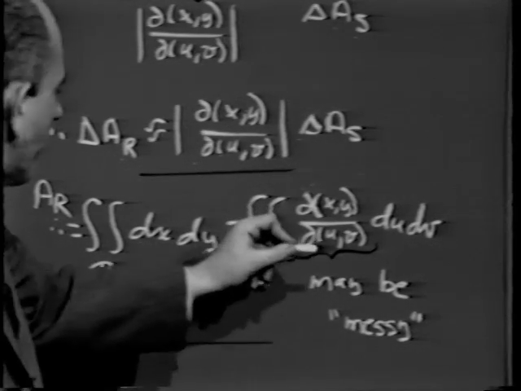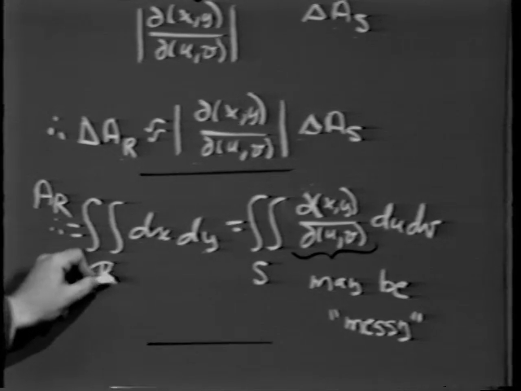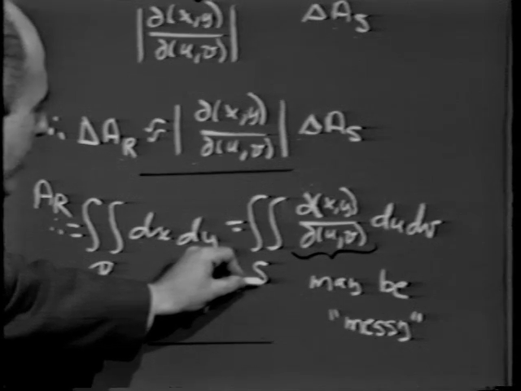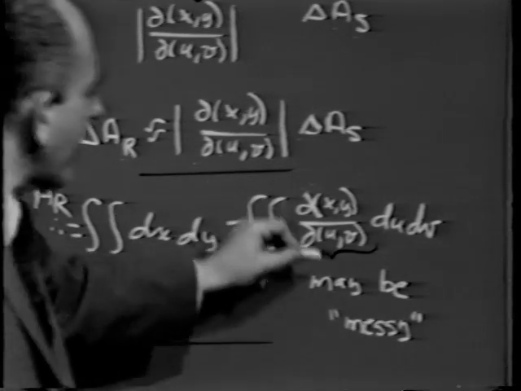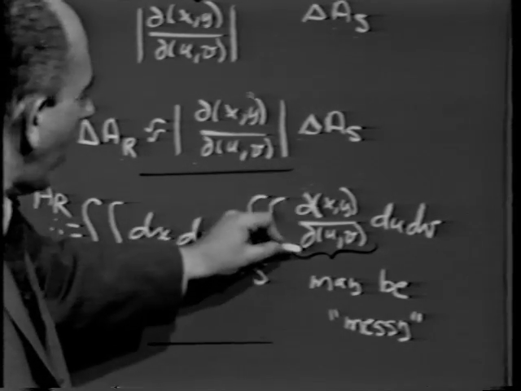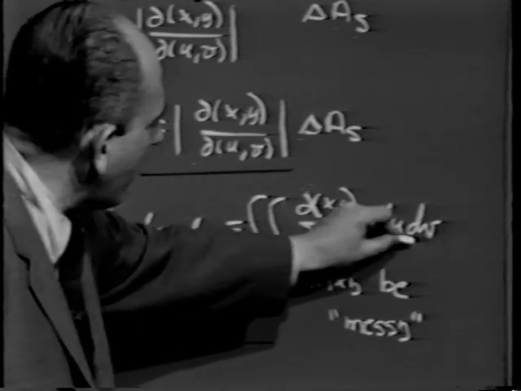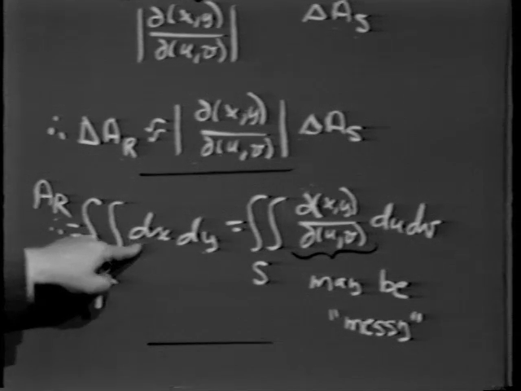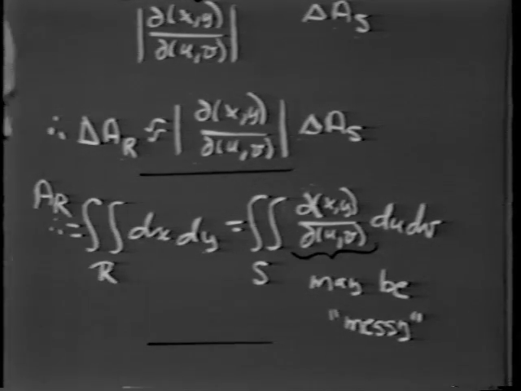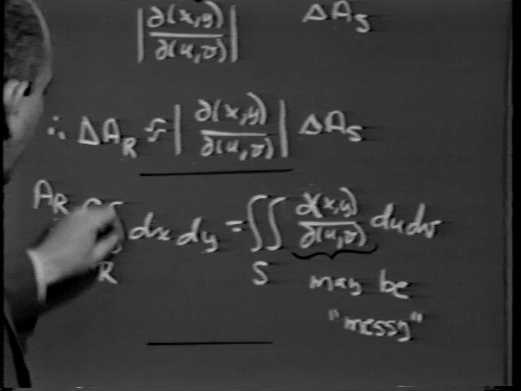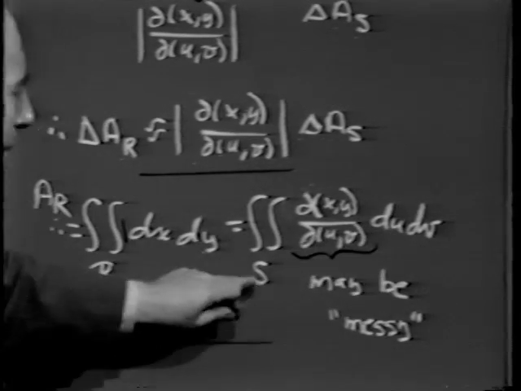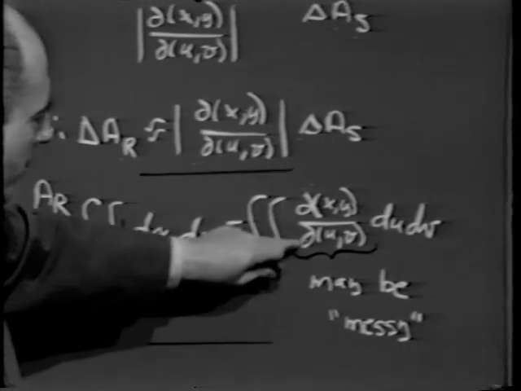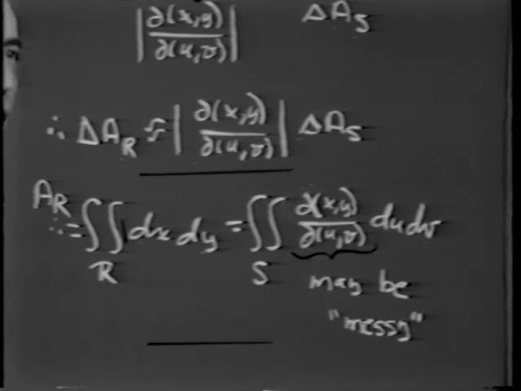Notice that the given mapping might straighten out the region R into a nicer looking region S. But to offset this, it may also turn out that the resulting integrand here is much worse than the integrand here. Here the multiplier of the dx dy was the simple number 1, wasn't it? Here what's multiplying du dv, no matter how nice S is, is this expression here, which may be quite messy.